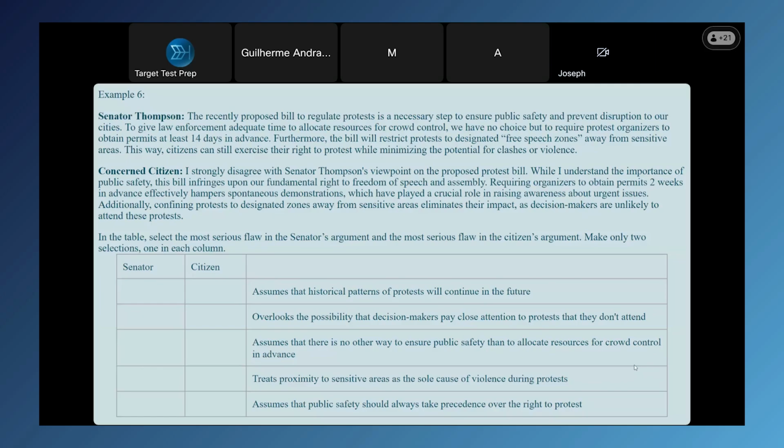So for E to be true, the senator would have to think that public safety is taking precedence over the right to protest, but he very clearly is saying, hey, you can have the right to protest. It's just we have to do it in a safe way. So for the senator, I think C. And then the citizen does not assume that historical patterns of protest will continue in the future.